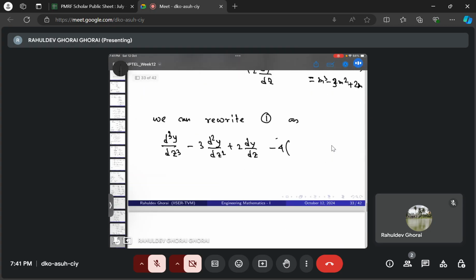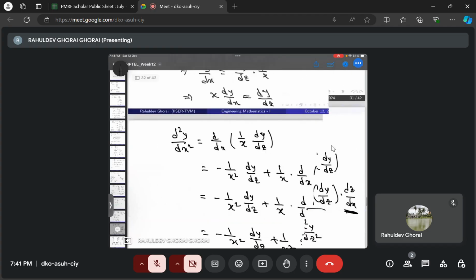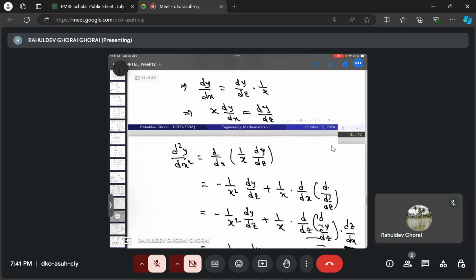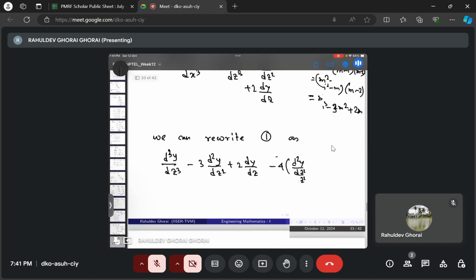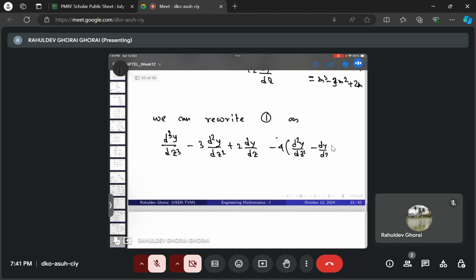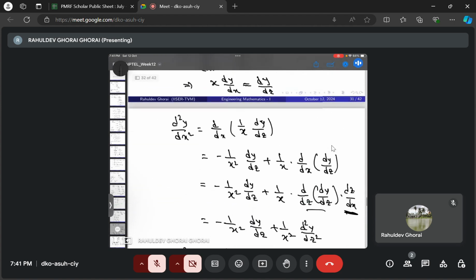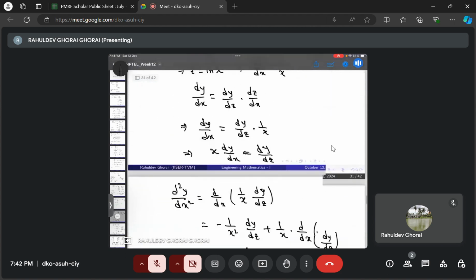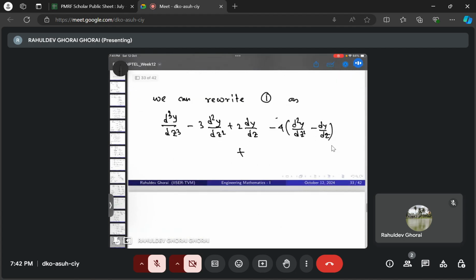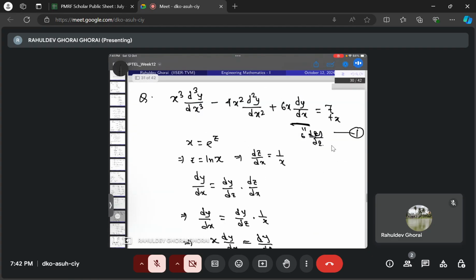d2y/dz2 minus dy/dz. The last term then becomes x dy/dx. We had x dy/dx, so 6 times dy/dz is equal to the right hand side term, which will be 7 times x, which is e to the power z, right? So you started with x, which is equal to e to the power z.